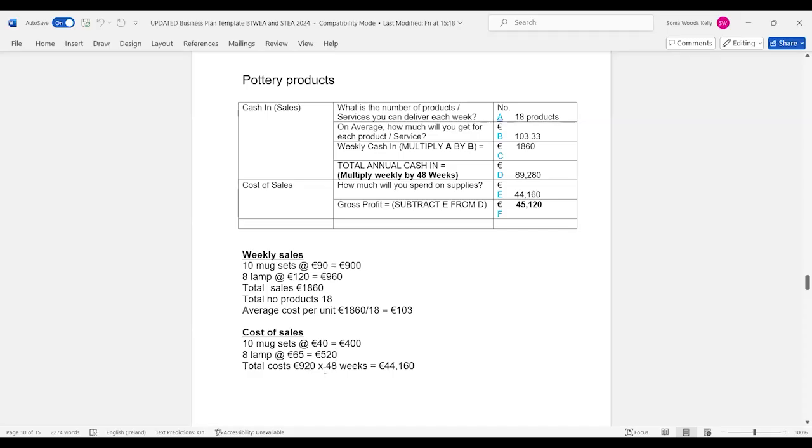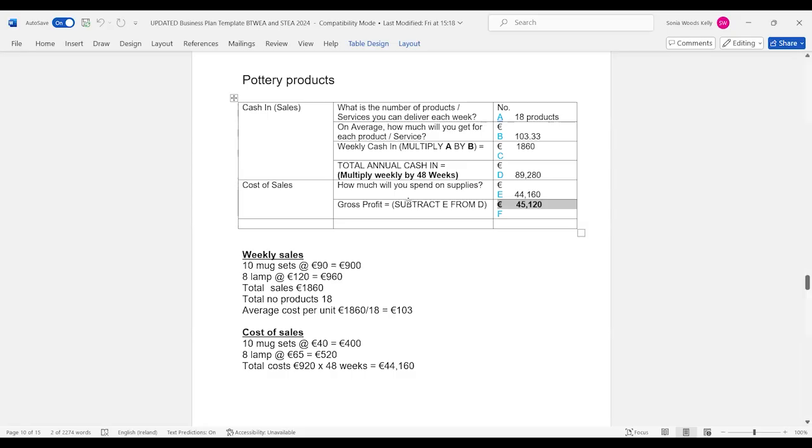I then need to multiply that by 48 weeks to get an annual cost. So the annual cost is 44,160. So my predicted annual sales less my predicted annual cost gives me a gross profit of 45,120.